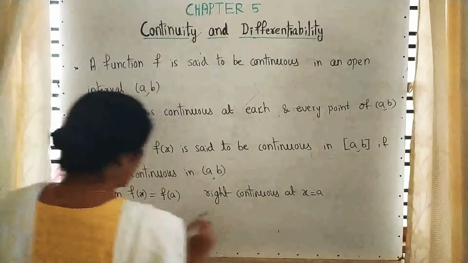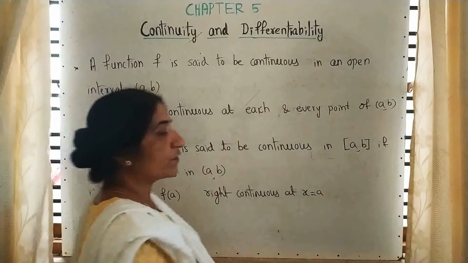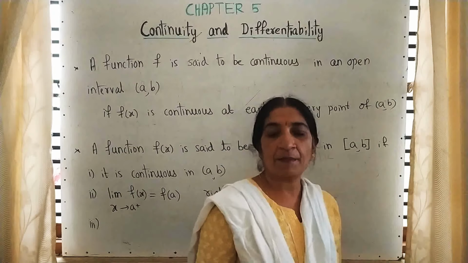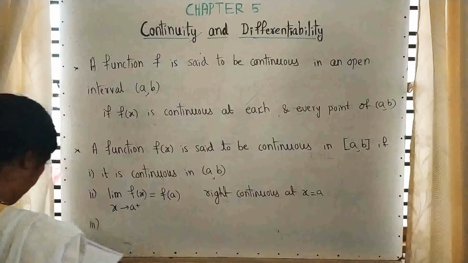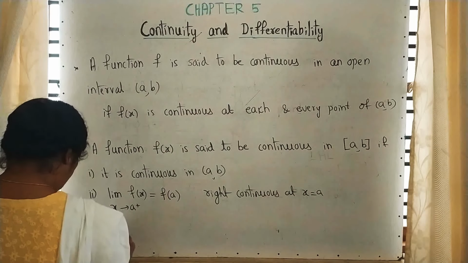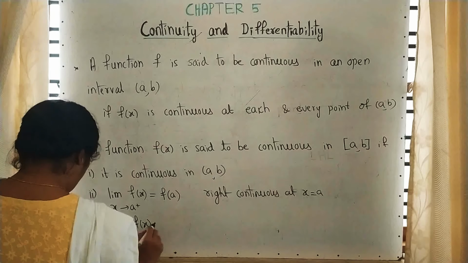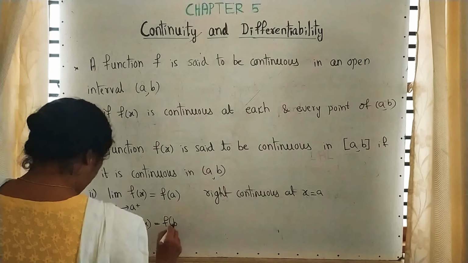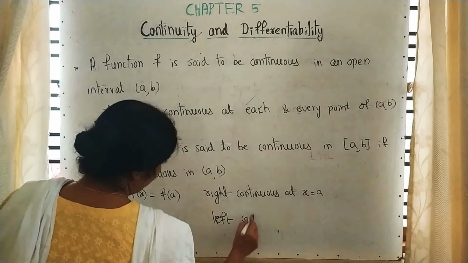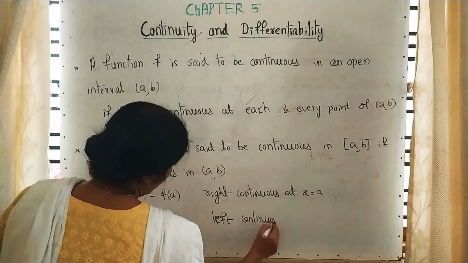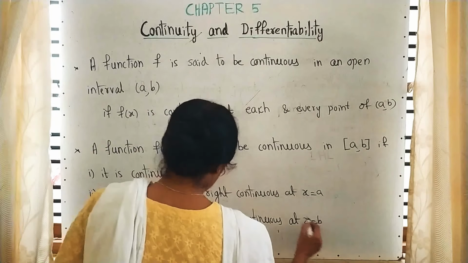If you know only basic concept, it is enough. And you have to remember this point because we are using this when we are doing application of derivatives. That is the mean value theorem and Rolle's theorem. Next, limit f of x as x tends to b minus is equal to f of b. Left continuous function. So this is about continuity in the closed interval at x is equal to b.